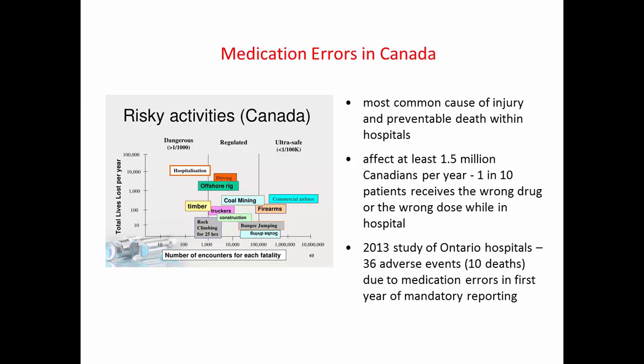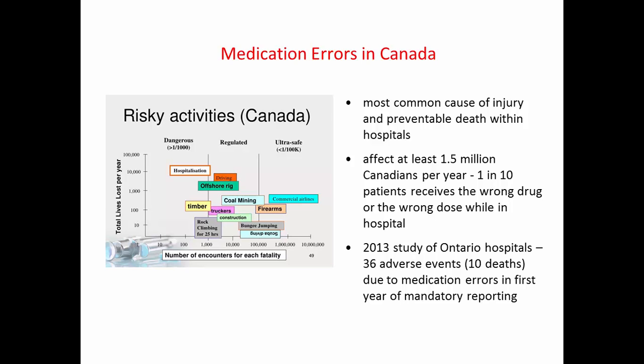About 1 in 5 nurses in hospital settings, this was in 2013, reported that they made a medication error either occasionally or frequently during the past year. Medication errors affect at least 1.5 million Canadians every year, so 1 in 10 patients receives the wrong drug or the wrong dose while they're in a hospital. The frequency of medication errors varies across the world. Australia seems to be the worst place to get a prescription medicine, where their medication error rate is around 17%. Ottawa in 2012 was around 13% in terms of medication errors.